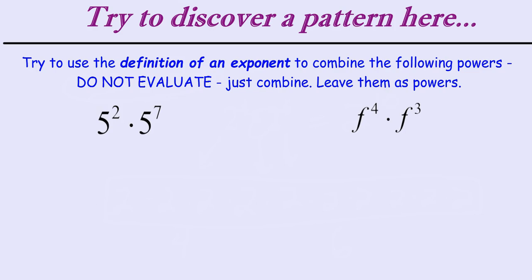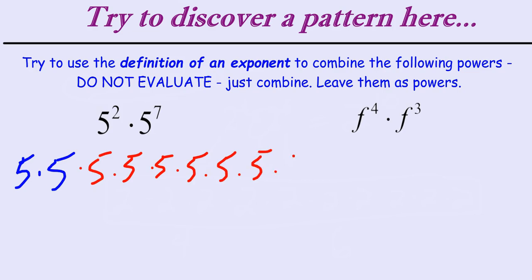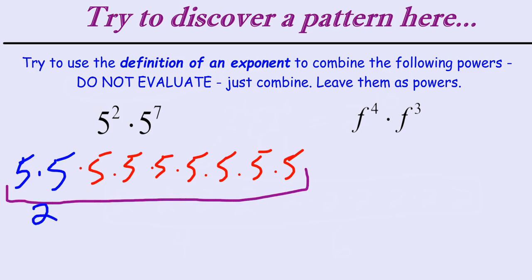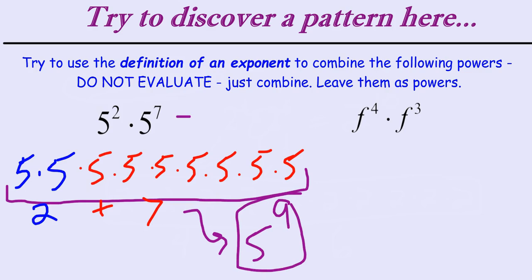On the left-hand side, 5 to the 2nd is 5 times 5. 5 to the 7th is 1, 2, 3, 4, 5, 6, 7. And altogether, when we make this into one giant exponent, we have 2 5's and 7 5's altogether for a total of 9 5's being multiplied. So 5 to the 2nd times 5 to the 7th is 5 to the 9th.